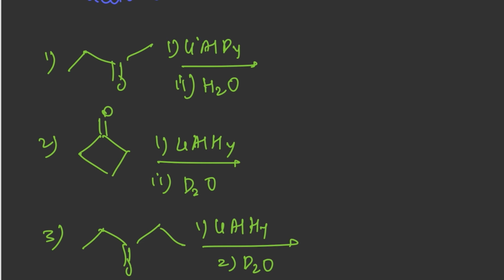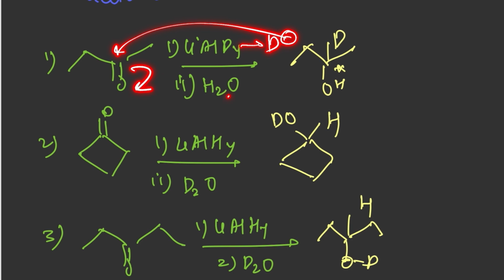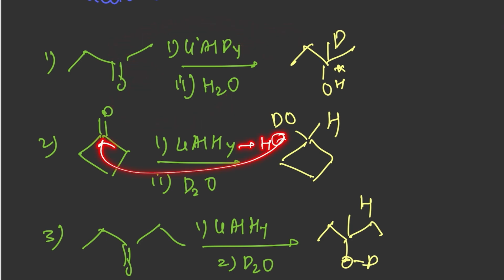In the first we know D minus will attack, so it will form OH and D, and it will be a chiral center. And second, OD and H. And third, OD and H. That's how it will form. We know how it is forming. D minus will attack over here, this bond will flip, hydrogen will go over here. It also gives H minus which will attack over here, the bond will flip, the negative charge will attack with D. So that's how we solve all these problems.